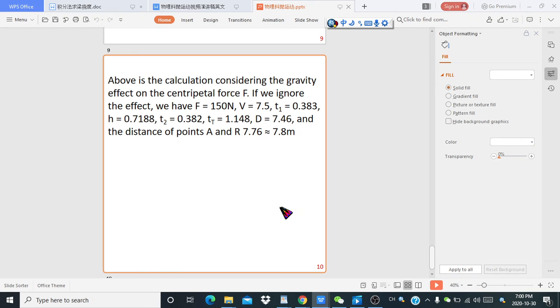In the calculation above, we have considered the effect of the rock's weight on the centripetal force F. If we ignore the effect, we can get this result. So this is the result without considering the weight effect on the centripetal force F.